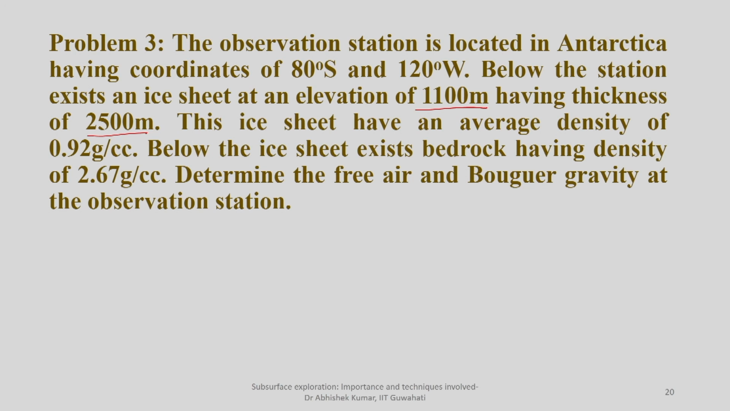Density of the ice sheet is given. So, that means you are interested to find out Bouguer correction. Elevation is given, so you are interested to find out free air correction, then latitude correction is given. So, three corrections are required to be determined here. Now, let us solve this problem.